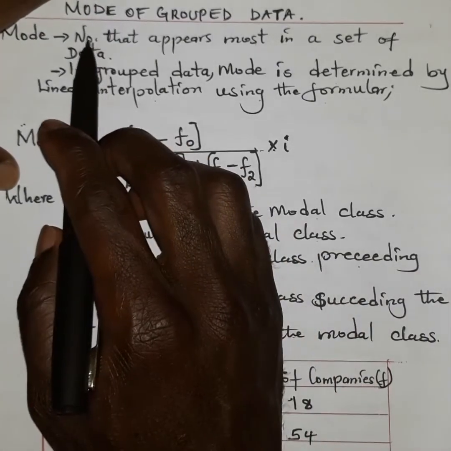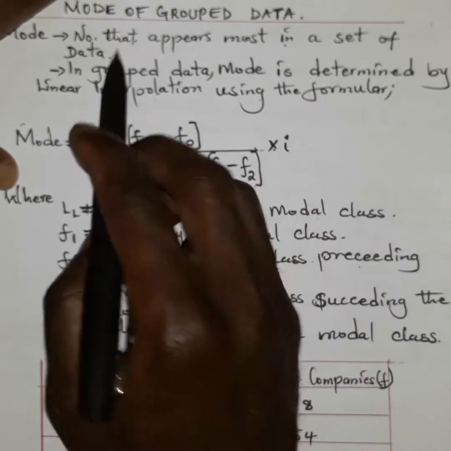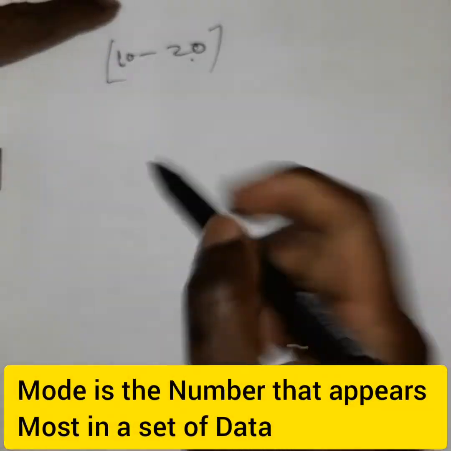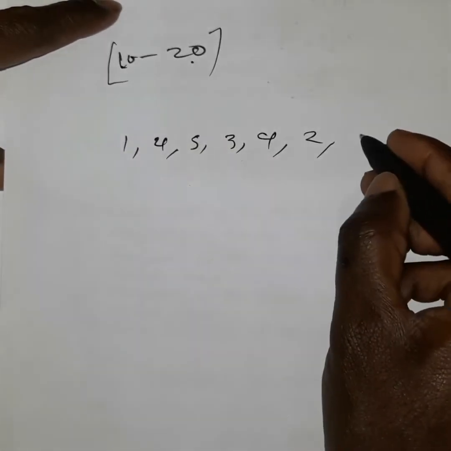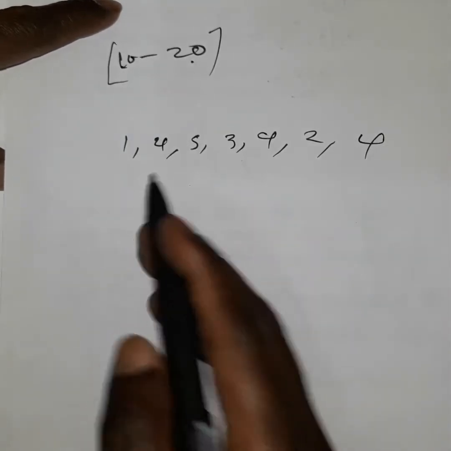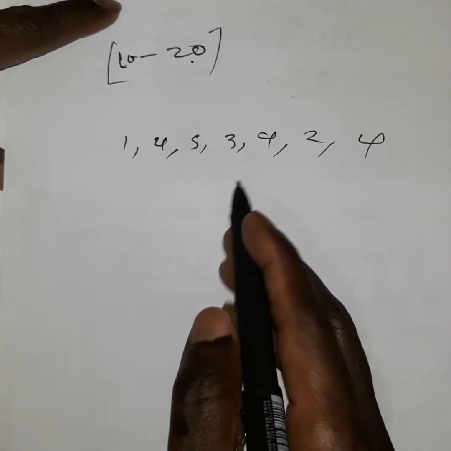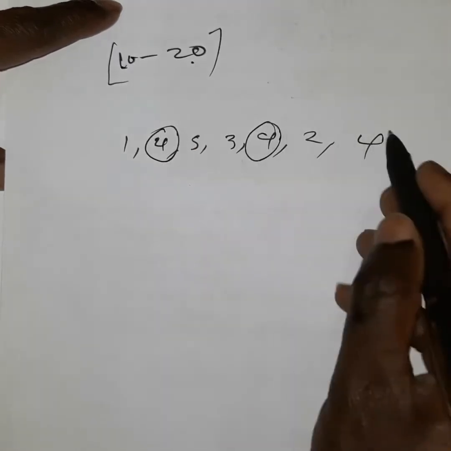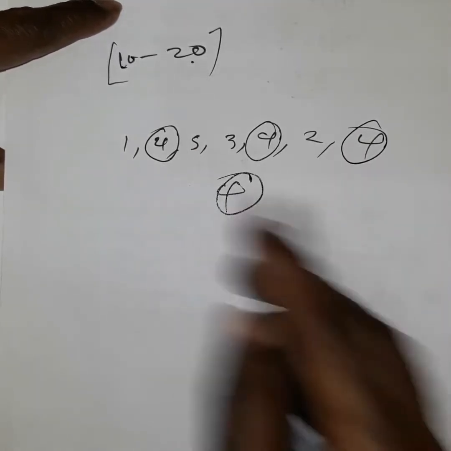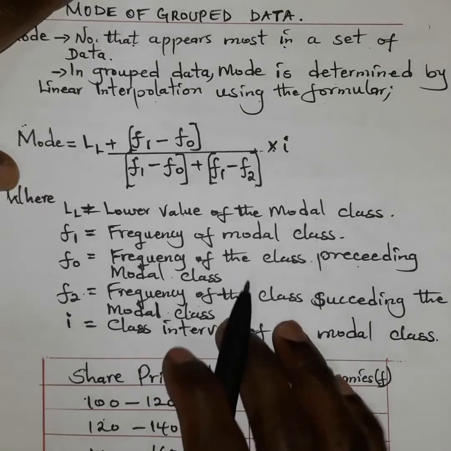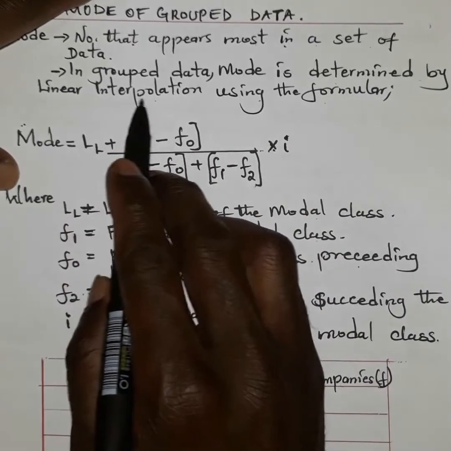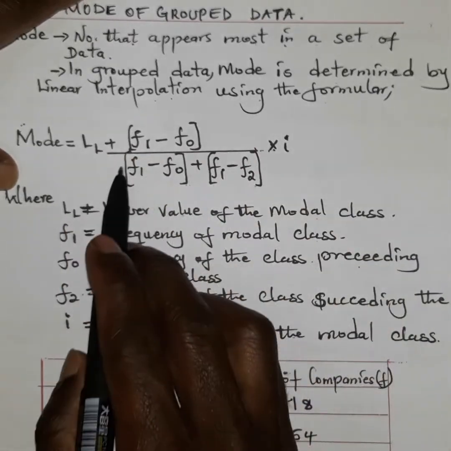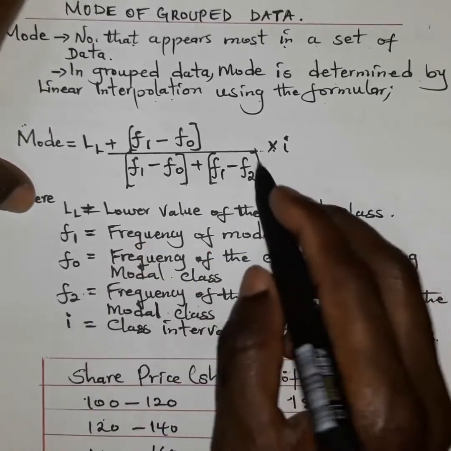Basically, mode refers to the number that appears most in a set of data. For example, if you have data 1, 4, 5, 3, 4, 2, 4, it is very easy to determine the mode, which is actually 4, because it appears most. But in the case of grouped data, the mode is determined by linear interpolation using a formula. This is the formula for getting the mode of grouped data.